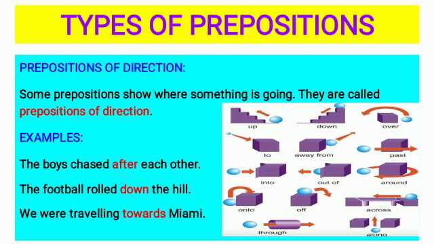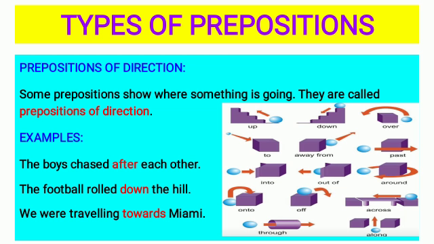The football rolled down the hill. Where does the ball roll? Down the hill. So the word down is the preposition of direction. We were traveling towards Miami. Where are you traveling? Towards. So the word towards indicates the preposition of direction.